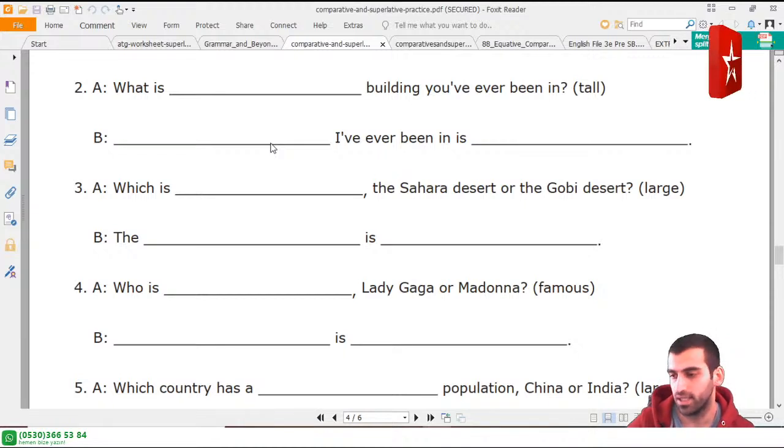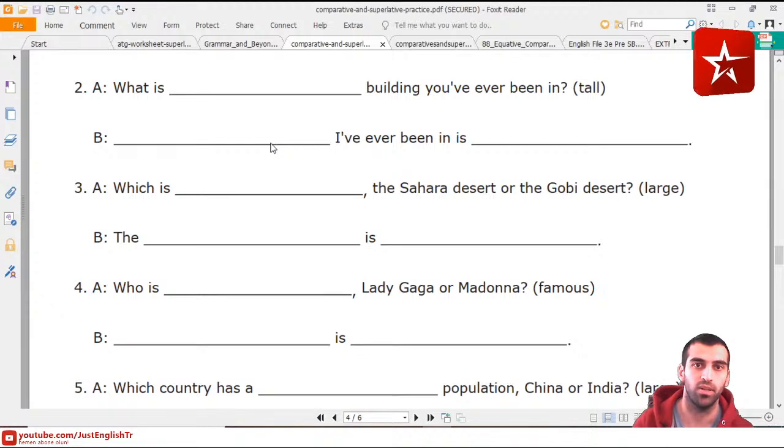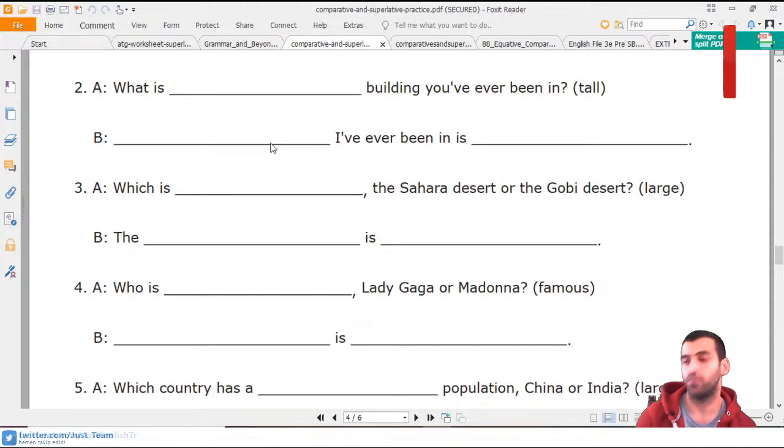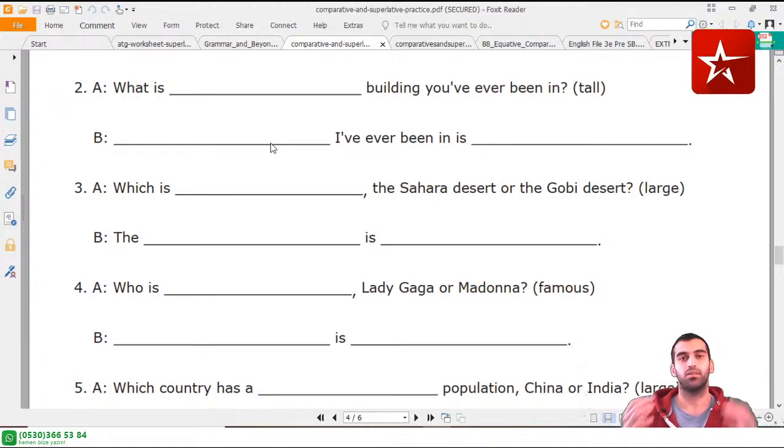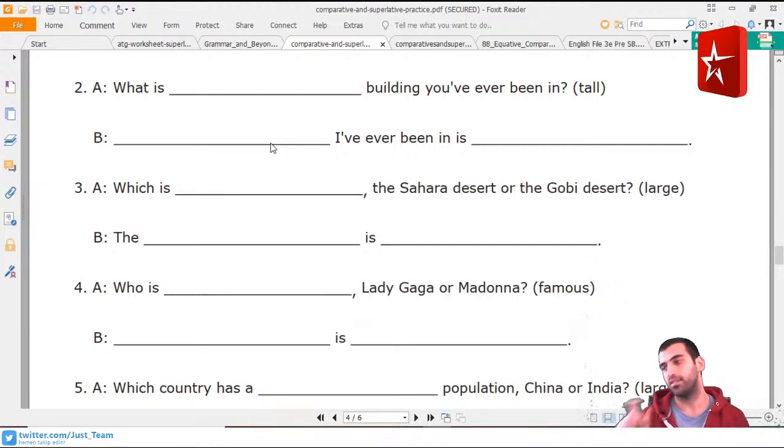And B, let's write an answer to B. For example, the tallest building I've ever been in is, for example, which one? For example, Trump Tower. Maybe there are other buildings taller than Trump Tower, but we can say the tallest building I have ever been in is, and we should write the name of the place.